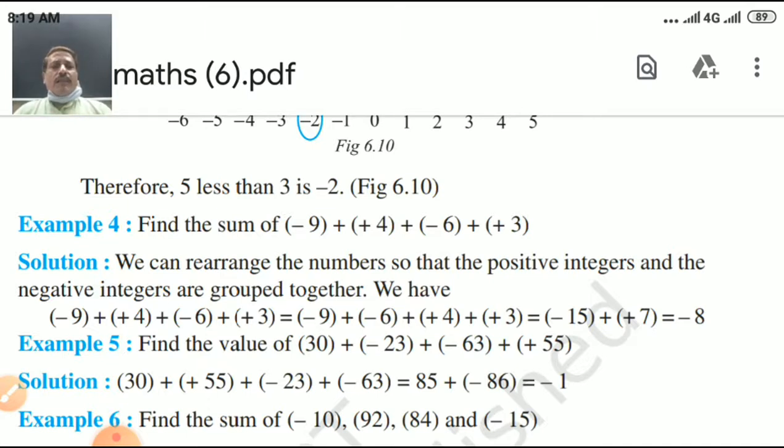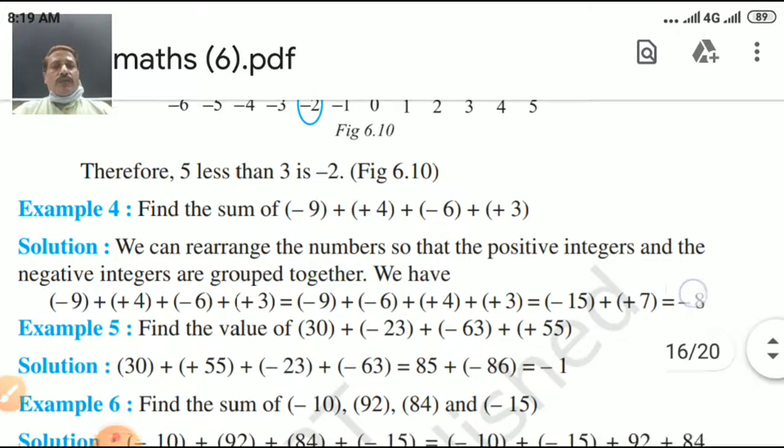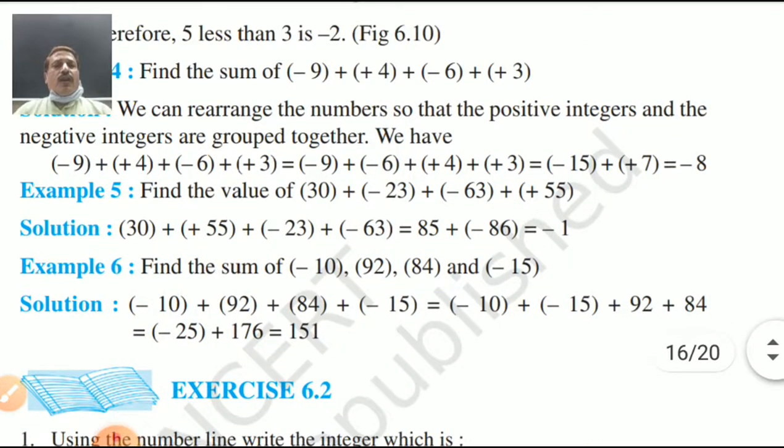Example 5 is also there. Some numbers are positive, some numbers are negative. Add up all of them, you will get the minus. Example number 6. Find the sum of this one. Sum means addition sign is there. But at last, you have to find out the final answer, which is 151.